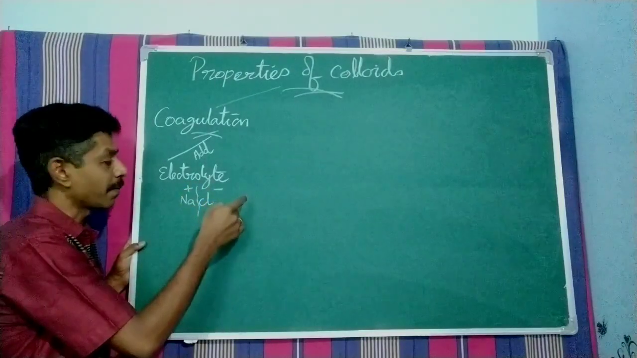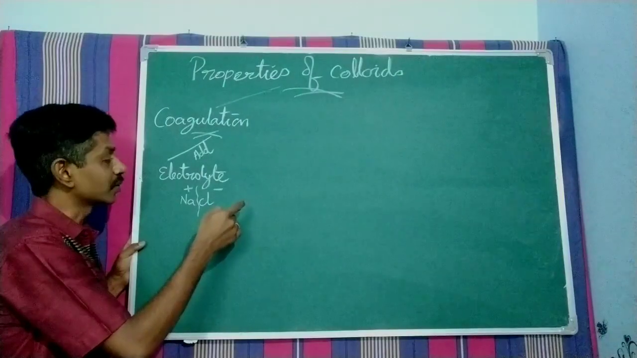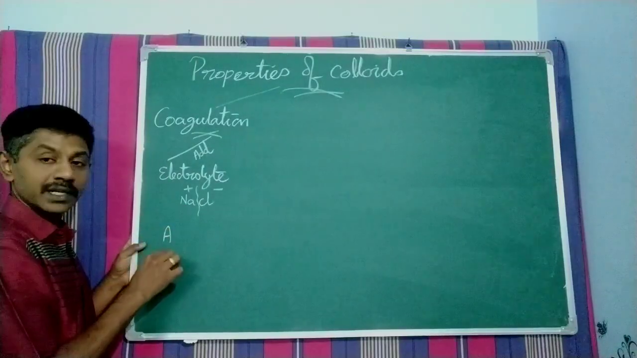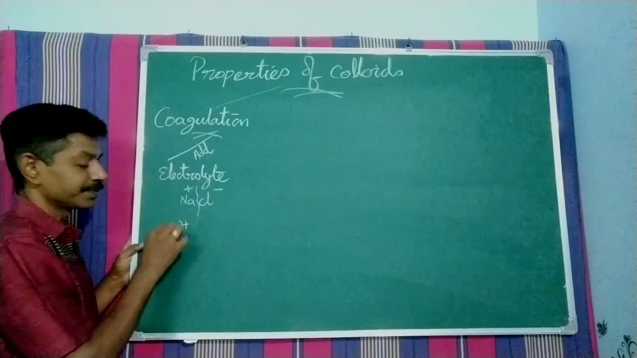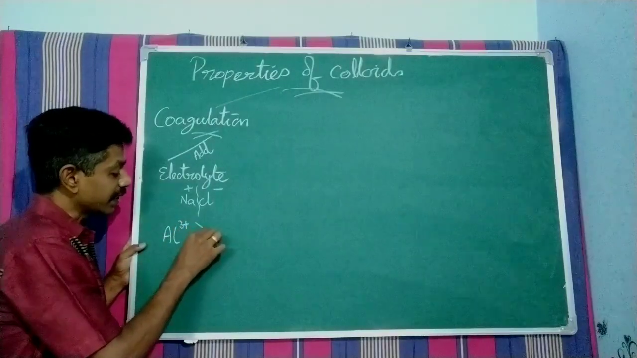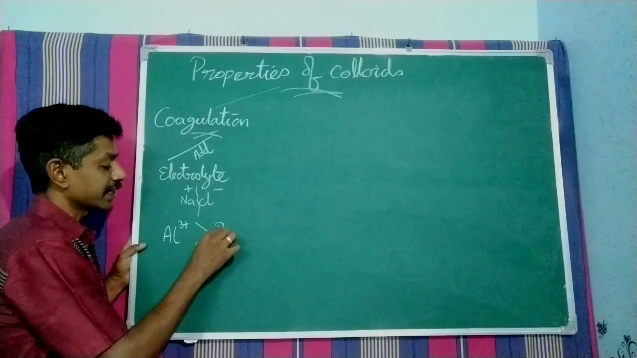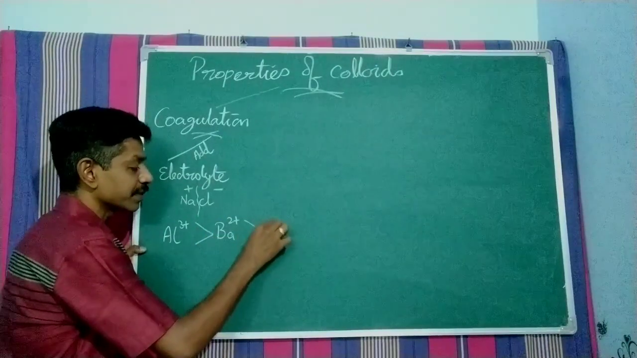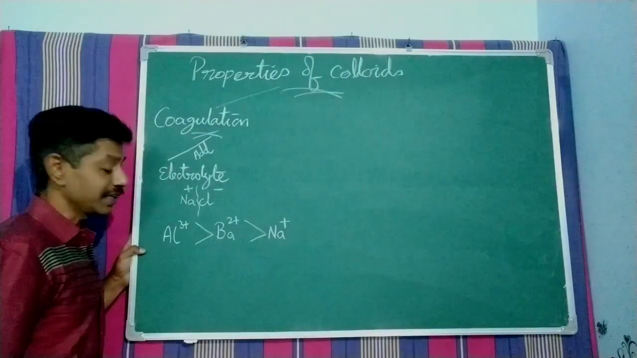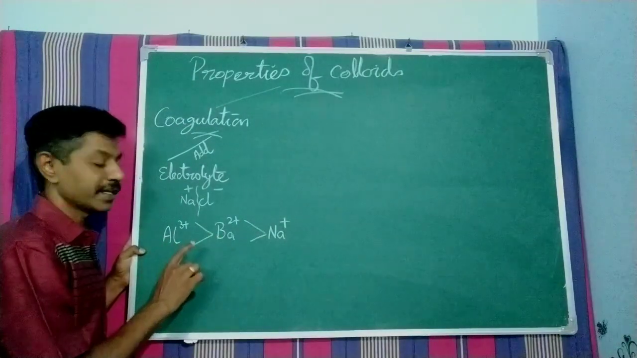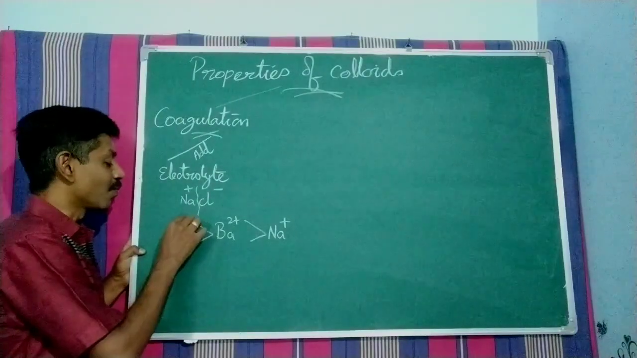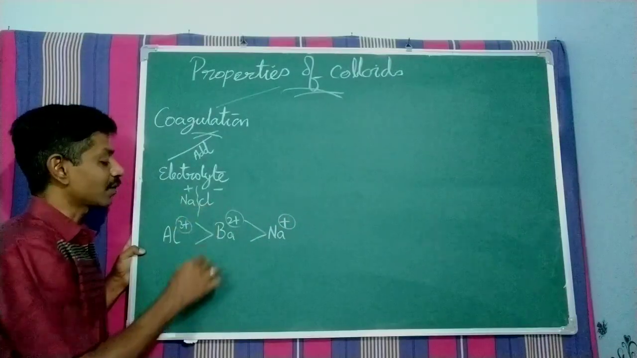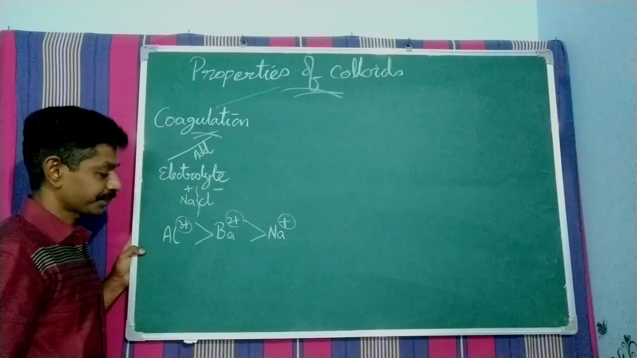If you want to coagulate a colloidal solution, the electrolyte's nature determines the process. Aluminium 3+ ion has a greater capacity to precipitate than barium 2+ ion, which again has a greater capacity to precipitate than Na+ ion. From this logic you can understand that the more positive charge on the cation, the greater the flocculation capacity.